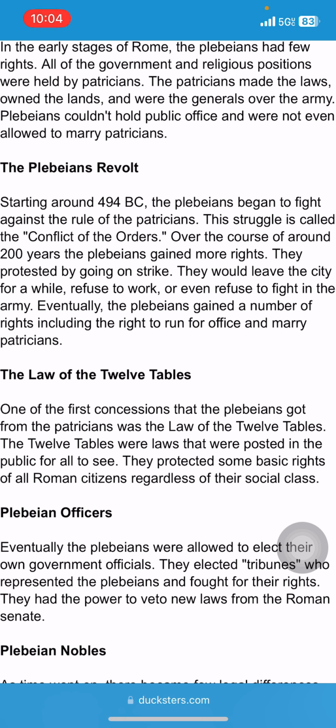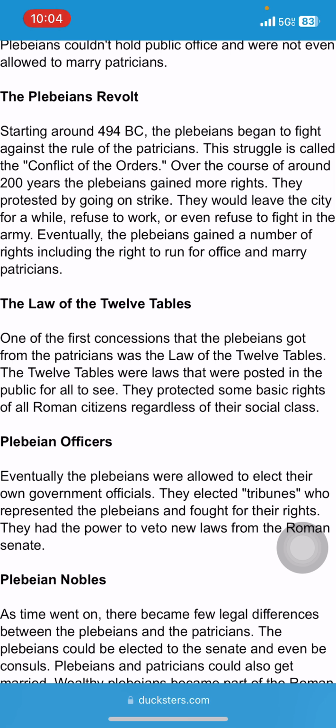They protested by going on strike. They would leave the city for a while, refuse to work, or even refuse to fight in the army. Eventually, the plebeians gained a number of rights, including the right to run for office and marry patricians, you see? So eventually they got into power.